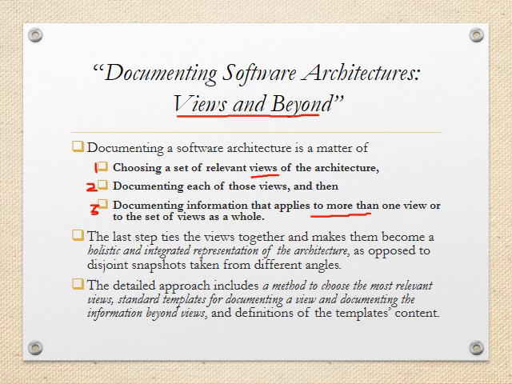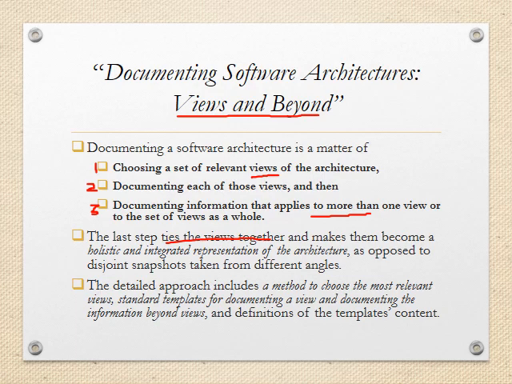In general, what we do in the 3 steps: first, we'll try to find all the views that can apply to our software, document each of these views, and in number 3, we'll try to merge these views and take the information that applies to all of them or to some of them. The last step, which is step 3, ties the views together and makes them become a holistic and integrated representation of the architecture, as opposed to the disjoint snapshots taken from different angles.